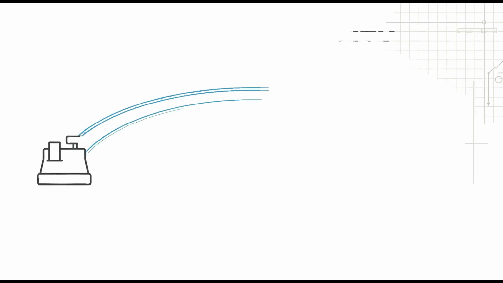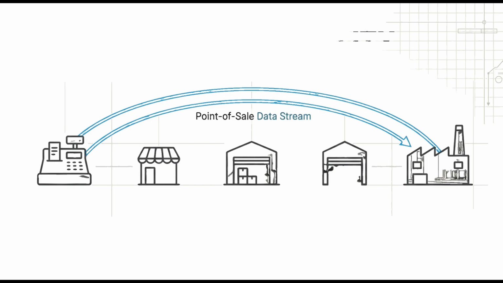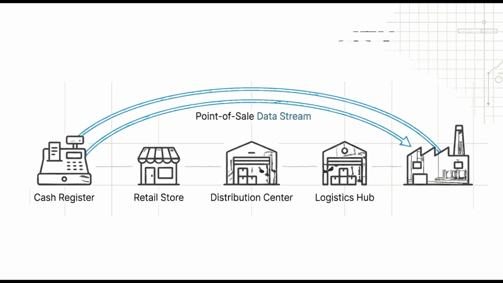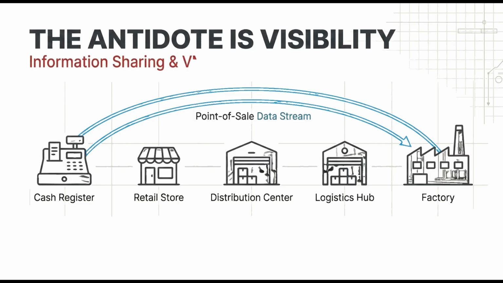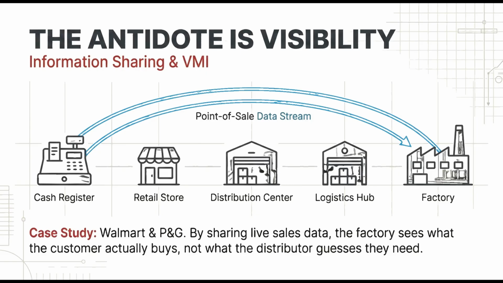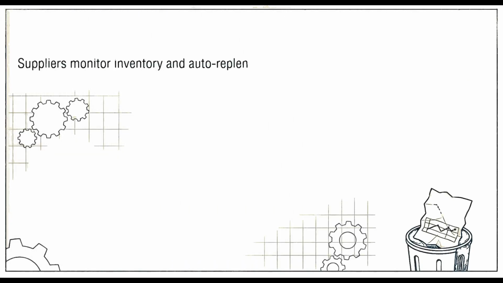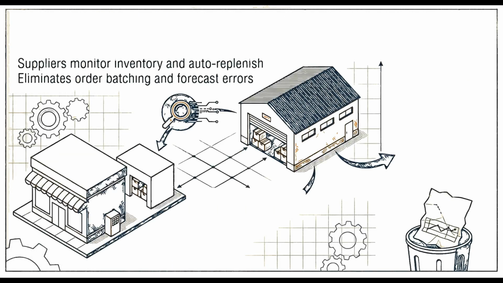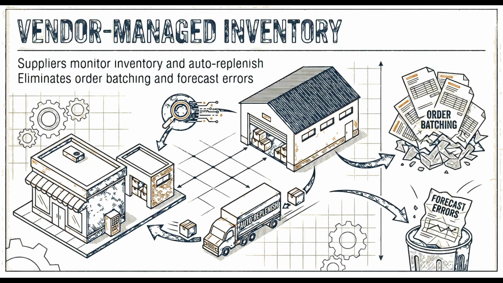How do companies fight this? Several proven strategies. Solution number 1, information sharing. The big one. Everyone sees actual consumer demand, not just orders from below. Walmart shares point-of-sale data directly with suppliers like P&G. They see real-time store sales. Solution number 2, vendor-managed inventory. Suppliers monitor inventory and auto-replenish, eliminating order batching and forecast errors.